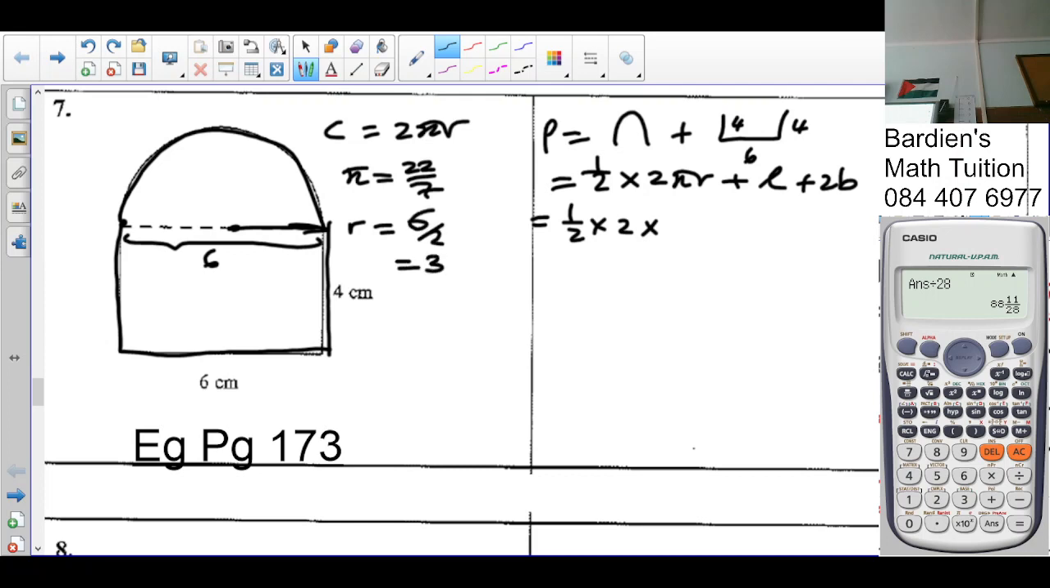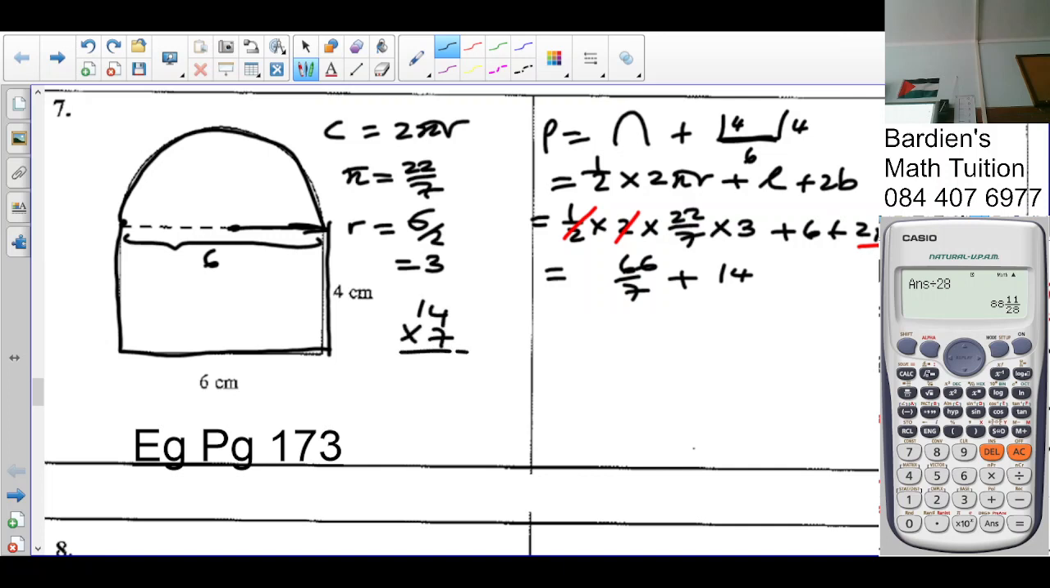So it's going to be 2 times pi, which is 22 over 7, times the radius, which is 3, plus, what's the length here? 6, plus 2 times 4. So again, the half and 2 cancel. 22 times 3 is 66 over 7, plus 4 times 2 is 8. 8 plus 6, 14. Not so? Is that correct? Right, 7 times 14 is 98.